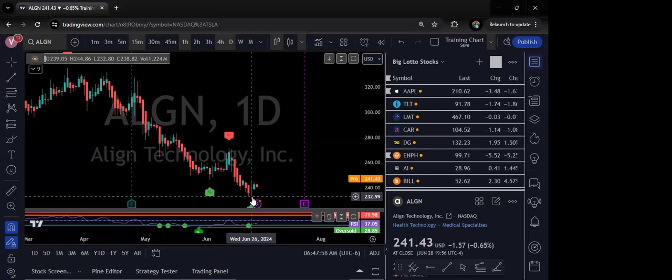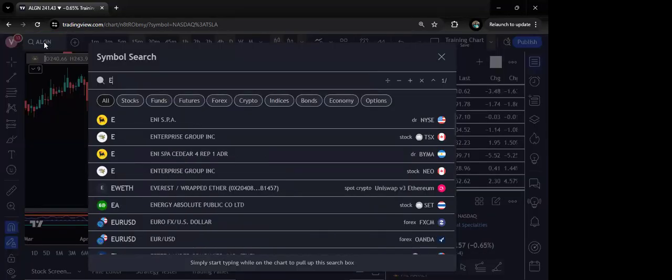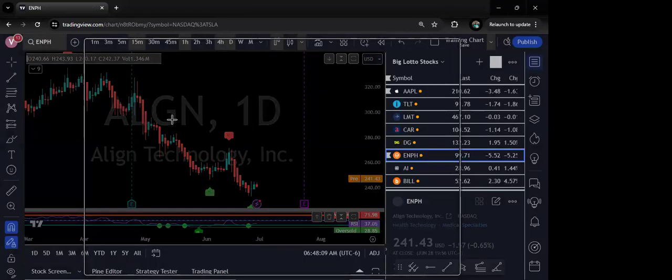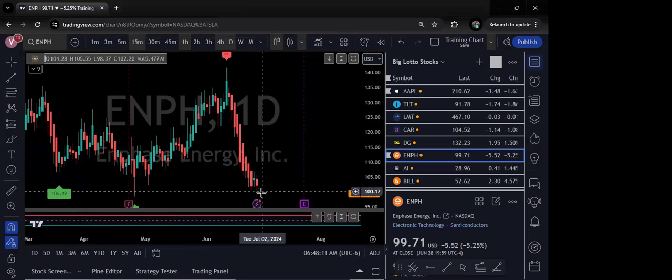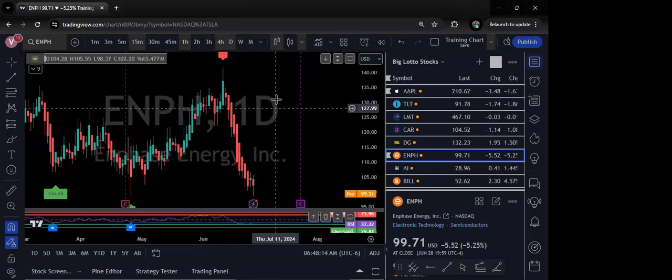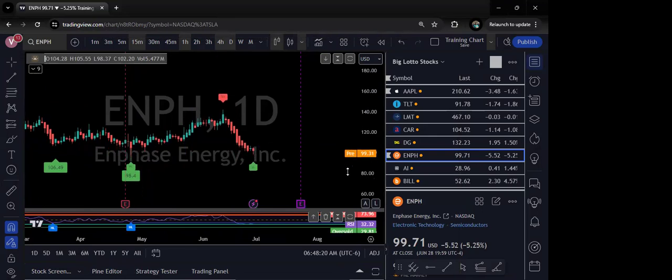ENPH has already had the drop, so it's in the buy the dip. It can either continue down or buy the dip. We've had the dip, so if it's buying the dip, you're riding it back up. It has earnings this month, so this can be a pre-ER play.